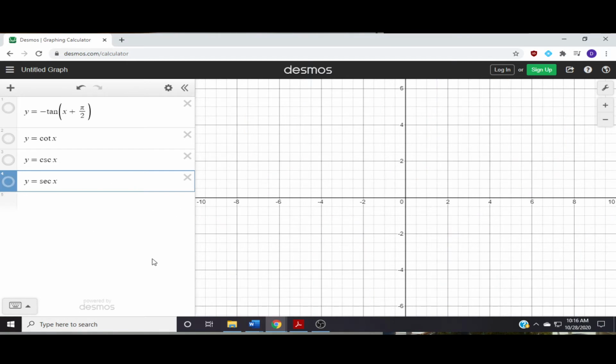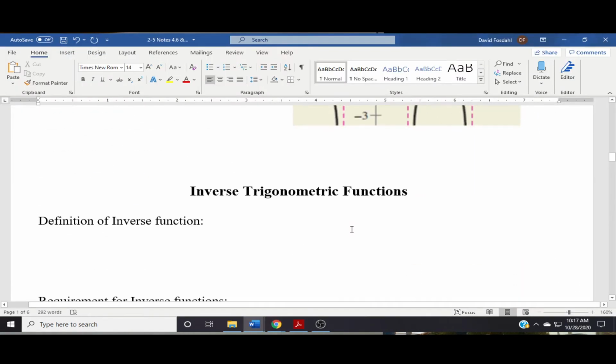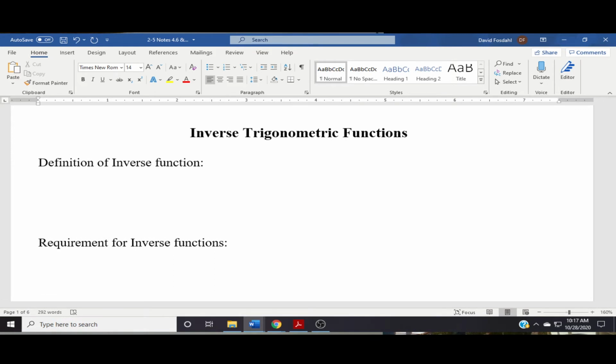Now, will you need to graph these for the test? No, so don't worry about that. In the meantime, what I would say is just focus on this inverse section, okay?